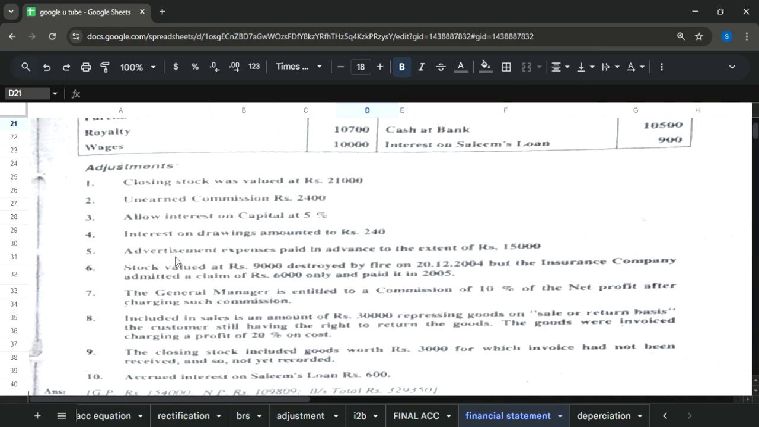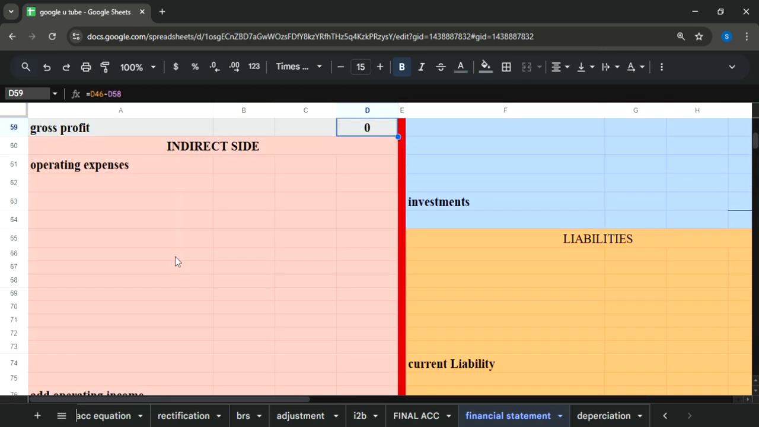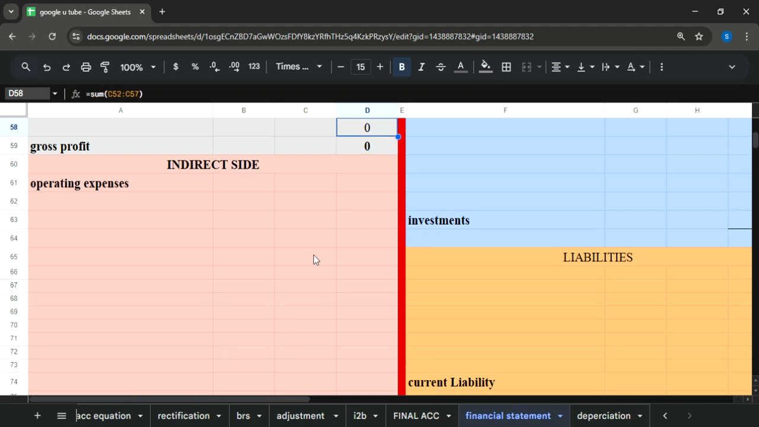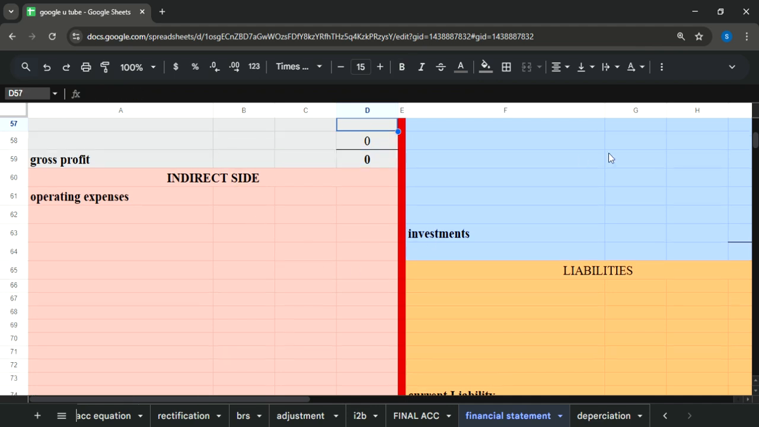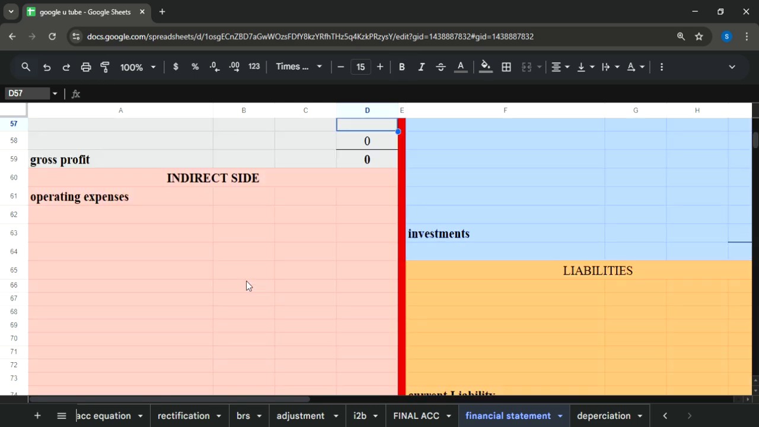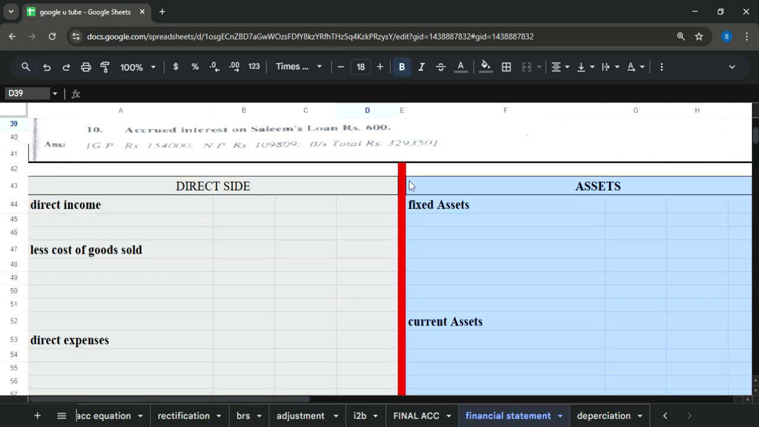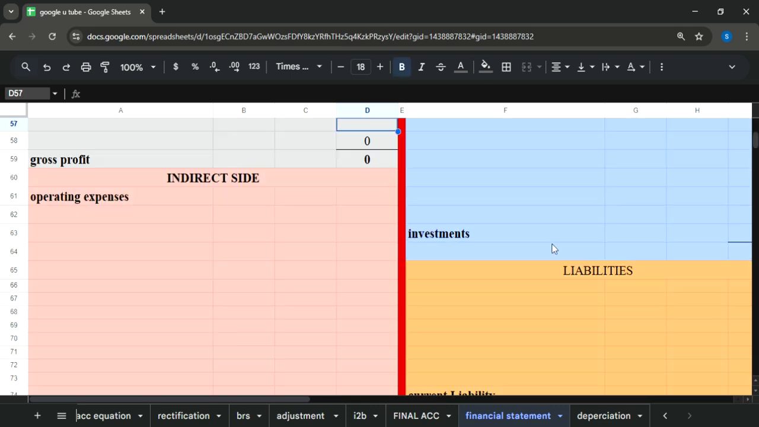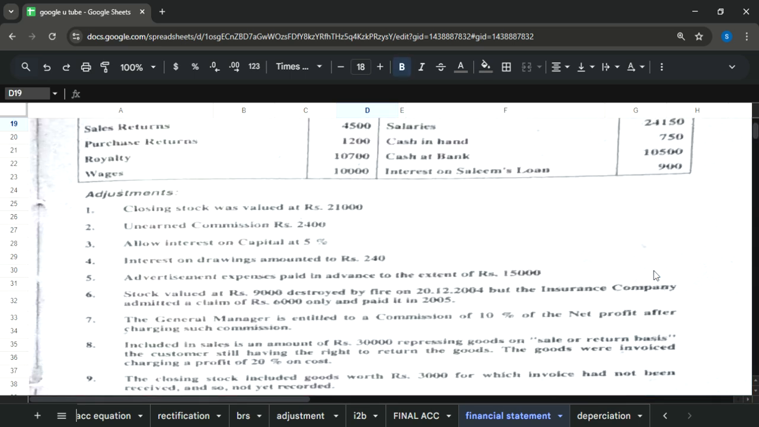After this brief introduction, you may have this proforma where there are four parts: left side 2, right side 2. On the right side is the balance sheet with 2 parts, and on the left side the profit and loss statement with 2 parts. In the upper side, this is your direct side where gross profit would be calculated. In the lower side, net profit would be calculated. On the right side, balance sheet assets and in the lower side balance sheet liabilities, which would automatically be equalized. After this brief introduction, we are now ready to start our question.